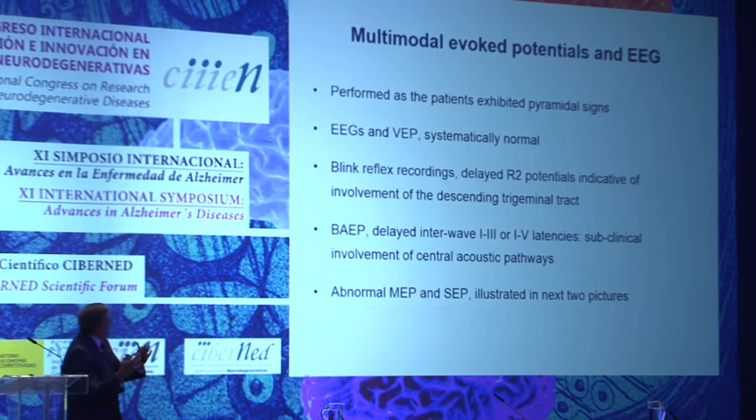Because we have abnormal pyramidal signs, we carried out multimodal evoked potentials and EEG. EEG and visual evoked potentials were systematically normal. Blink reflex, we didn't show the recordings, shows delay of R2 potentials indicating a dysfunction of the descending trigeminal tract. We observe abnormalities of acoustic potentials, the interpeak 1 to 3 or 1 to 5, indicating also abnormalities of central auditory conduction pathways, and I will show you the results of motor evoked potentials and somatosensory evoked potentials.